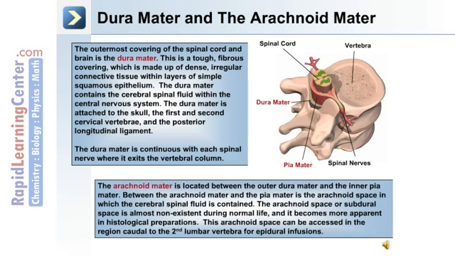The arachnoid mater is located between the outer dura mater and the inner pia mater. Between the arachnoid mater and the pia mater is the arachnoid space. This is where the cerebral spinal fluid is contained. The arachnoid space, or subdural space, is almost non-existent during normal life. It becomes more apparent in histological preparations.